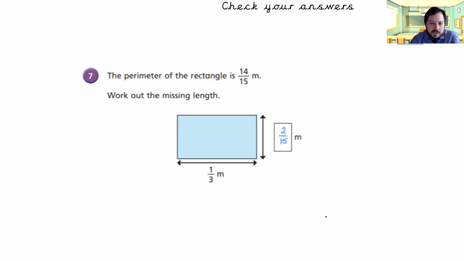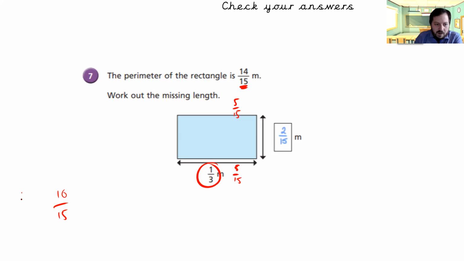Here is our hardest question. The perimeter of a rectangle is 14/15 of a meter. Work out the missing lengths. So the first thing, what I would do if it was me, is think about what this is. I know it's got to be put into 15. So what's this as 15? Times them both by 5, so we've got 5/15 there and 5/15 there. So in total, we have 10/15.